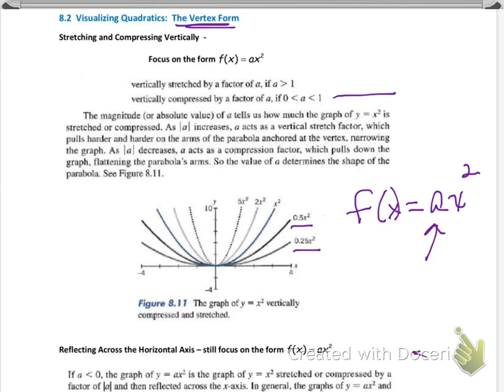And they're telling you right here what a compression is. A vertical stretch is if you have numbers for a that are greater than 1. So they're putting that out to you right here. And so if you have 5 or 2, that is a vertical stretch. So think about taking your parabola and stretching it up. So you make it tall and slender for vertical stretches, and you make it fat and squat for vertical compressions. So that's what we want to understand in this first transformation, stretching and compressing vertically.